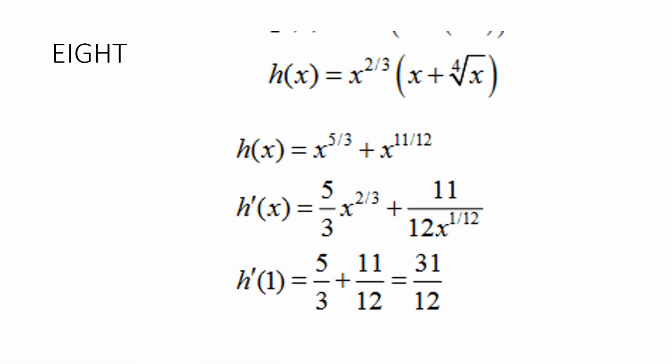Number 8, the easiest thing to have done is to have done algebra. So if you distribute the x to the 2/3 across this, you get that h of x can be written as x to the 5 over 3 plus x to the 11 over 12. You take the derivative and substitute 1 for x, and you get 31 over 12.